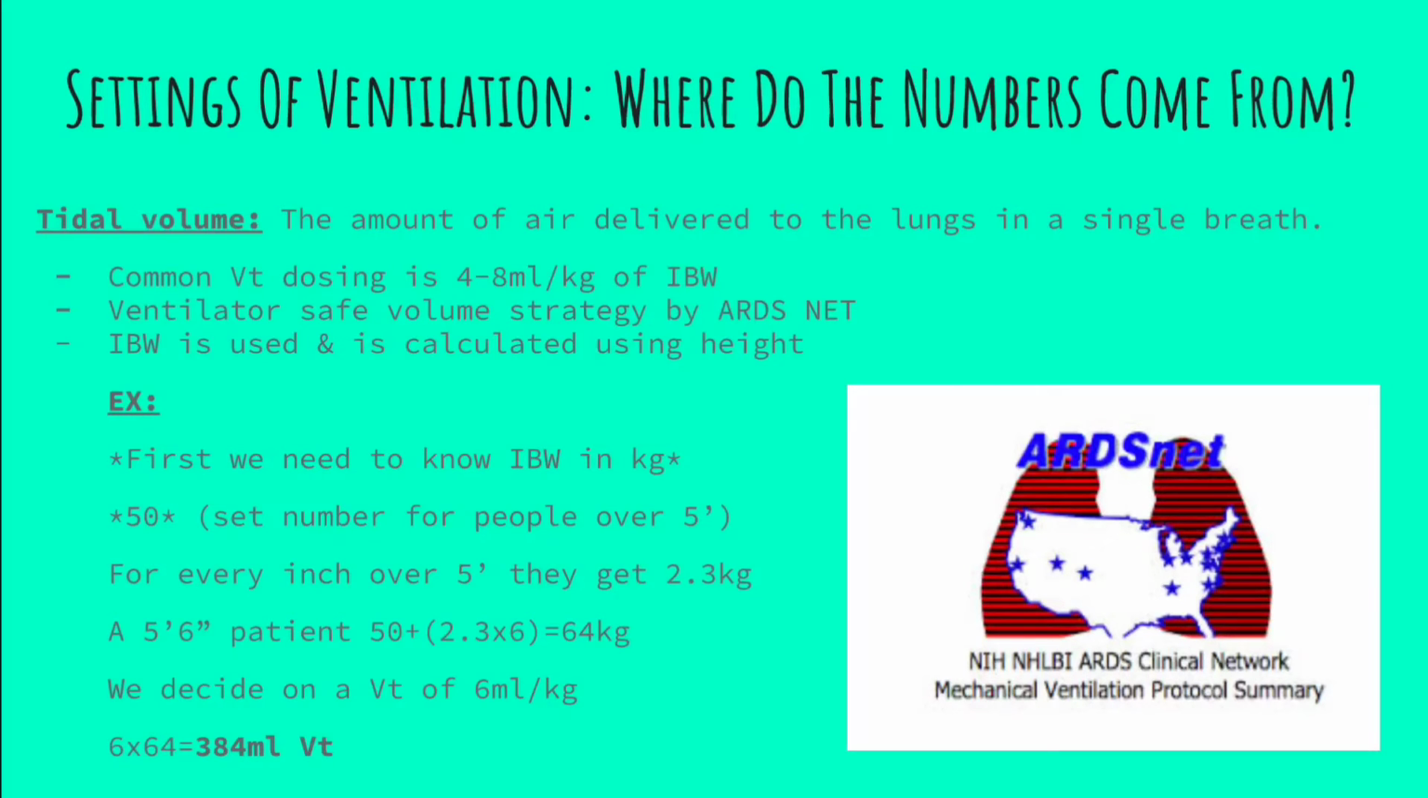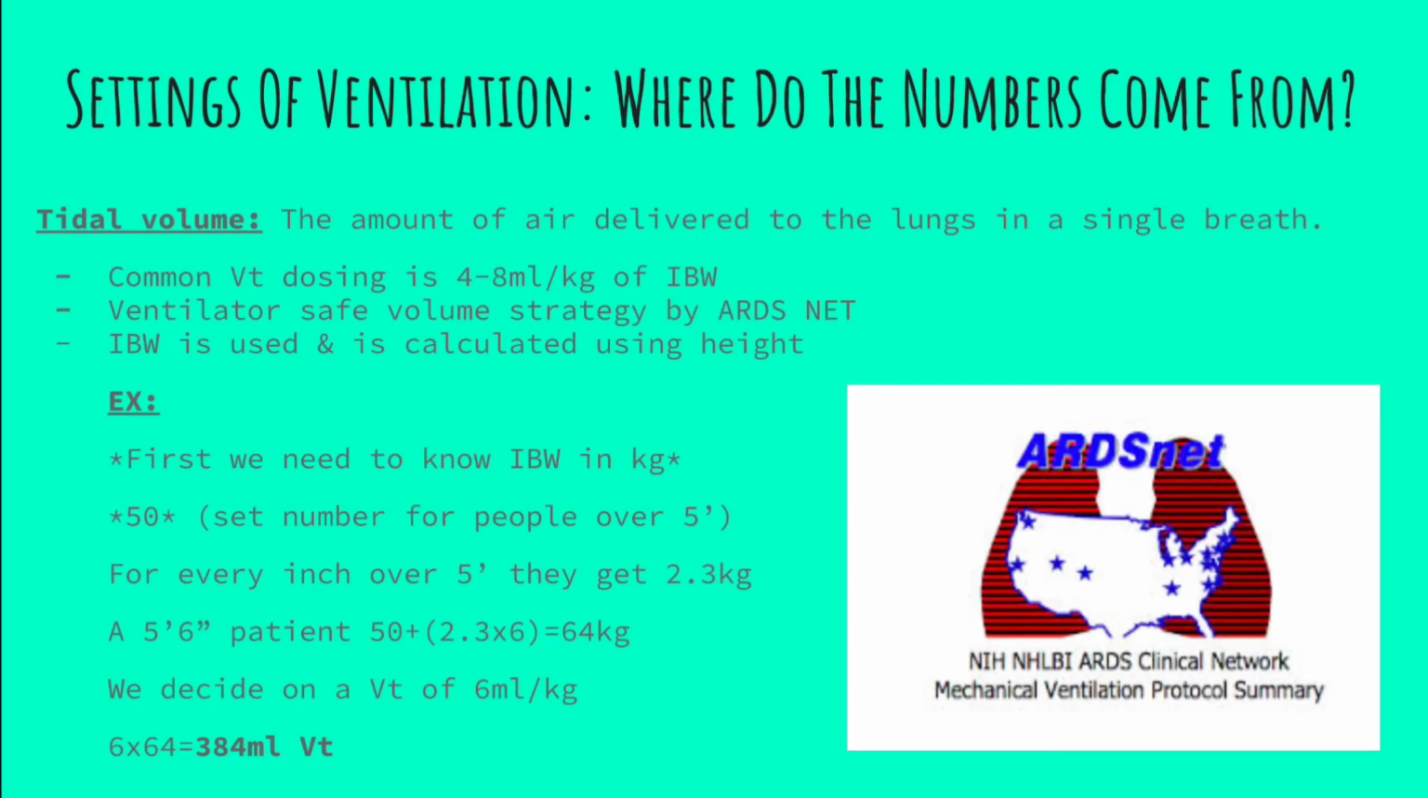And then for every inch that they are over 5 feet, they're going to get 2.3 kilos for each inch over 5 feet. So if we had a patient that was 5'6", the patient's going to get 50 kilos for 5 feet, and then 2.3 kilos for each inch over the 5 feet, so for those 6 inches. If we do the math here, we've got 50 plus 2.3 times 6, which is going to give us about 64 kilos. Now I rounded this number up, but it's going to be about 64 kilos.